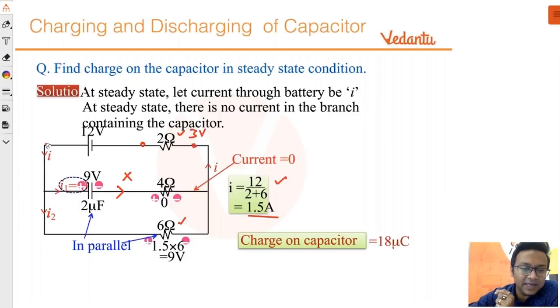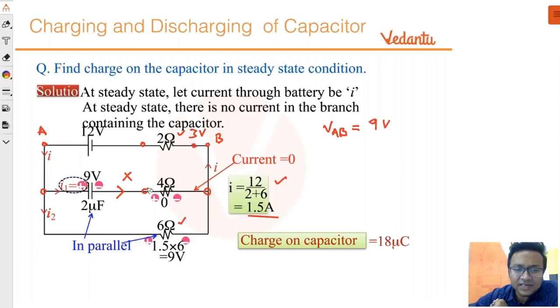Then what will be the potential difference across these two ends? It is going to be nothing but 12 minus 3 volts. That means it is going to be 9 volts. If I name this as A and this as B, then I can say my VAB is equal to 12 minus 3, that is 9 volts. Then what will be the potential difference across these 2 points? 9 volts. Absolutely correct.